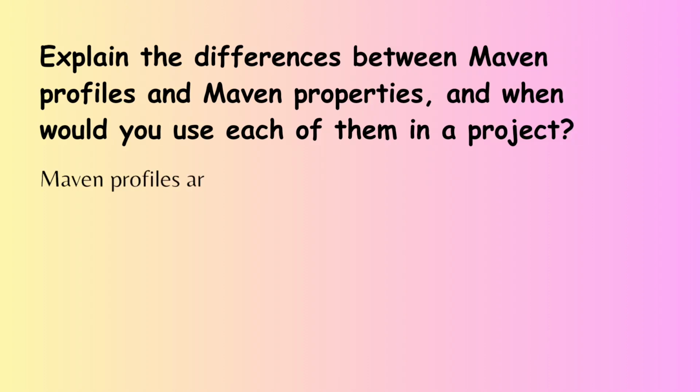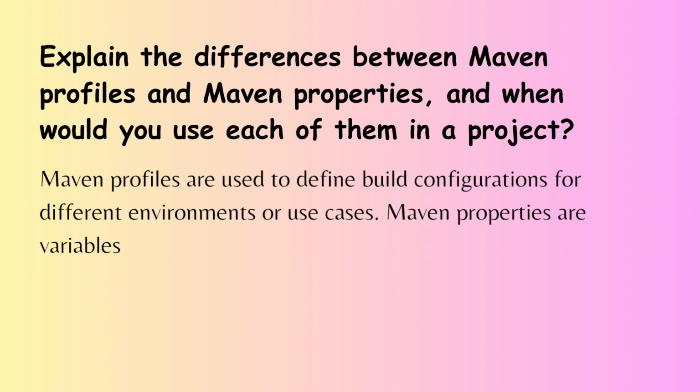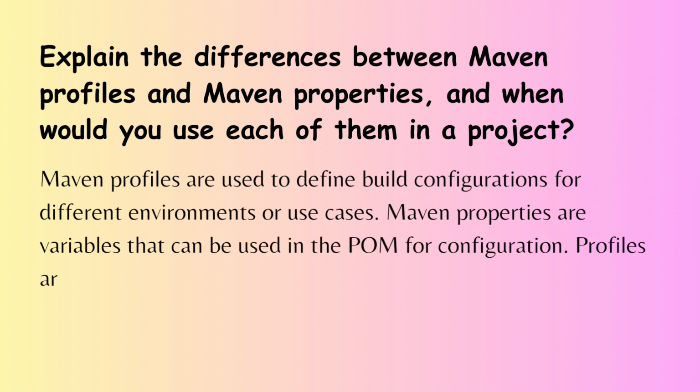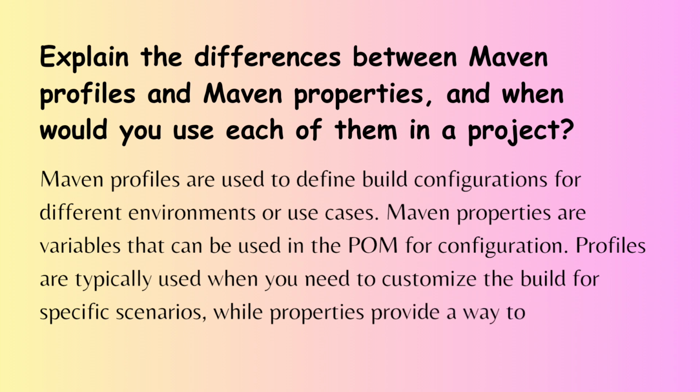Explain the differences between Maven profiles and Maven properties, and when would you use each of them in a project. Maven profiles are used to define build configurations for different environments or use cases. Maven properties are variables that can be used in the POM for configuration. Profiles are typically used when you need to customize the build for specific scenarios, while properties provide a way to parameterize the build process.